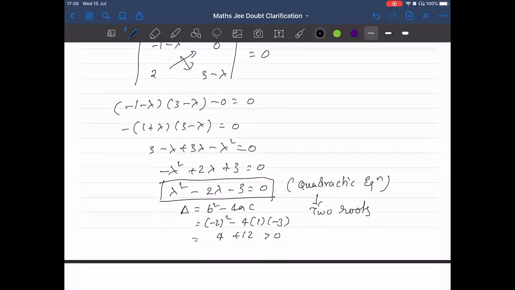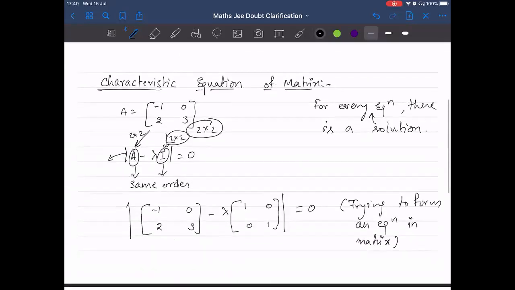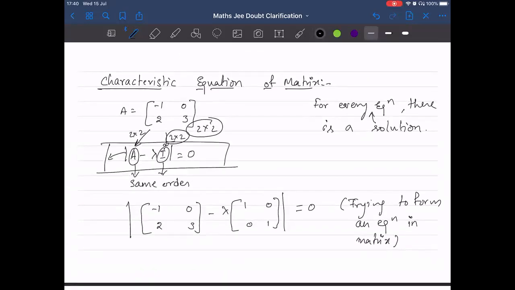So what does lambda actually represent? Lambda represents the values which satisfy this equation, determinant of A minus lambda I equal to 0. With common sense, you can understand that we have to keep the value of lambda in such a way that lambda into I becomes A. Then automatically... Are you able to listen?